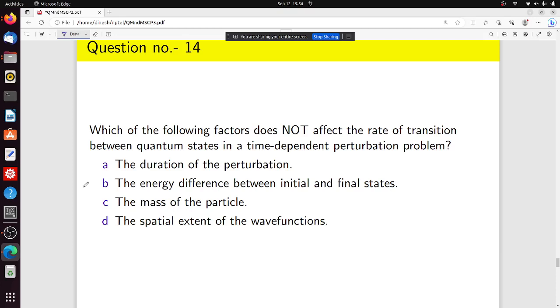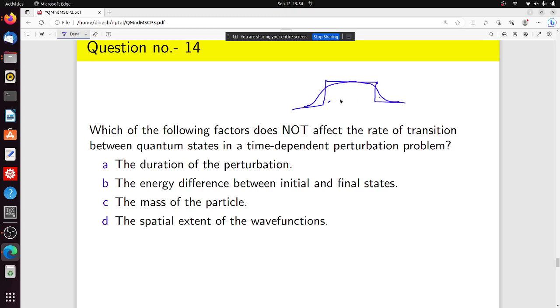What is the spatial extent of the wave functions? Let's assume something. If you have a potential like this, and the wave function is spatially extending too much, then maybe this wave function goes out of this potential. In that case, you can say there is a non-zero probability of finding that particle outside this potential also.